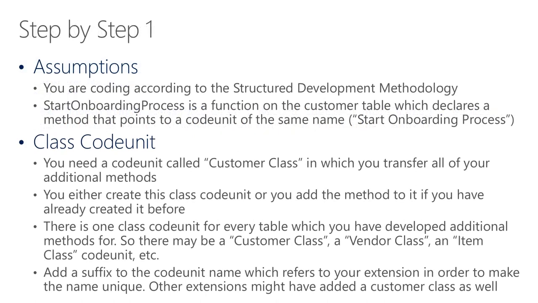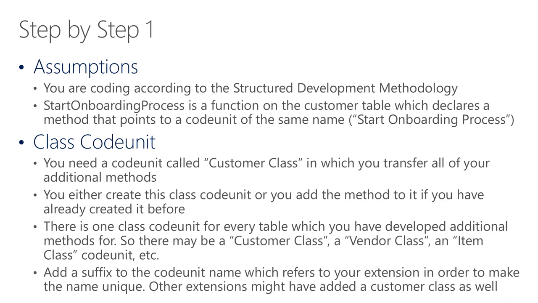Now let us look at this example in a step-by-step approach. We have based this example on the assumption that you are coding according to the structured development methodology. In that case, start onboarding process is a function on the customer table which declares a method that points to a code unit of the same name. The general architecture works in the exact same way, though, if your code looks different.